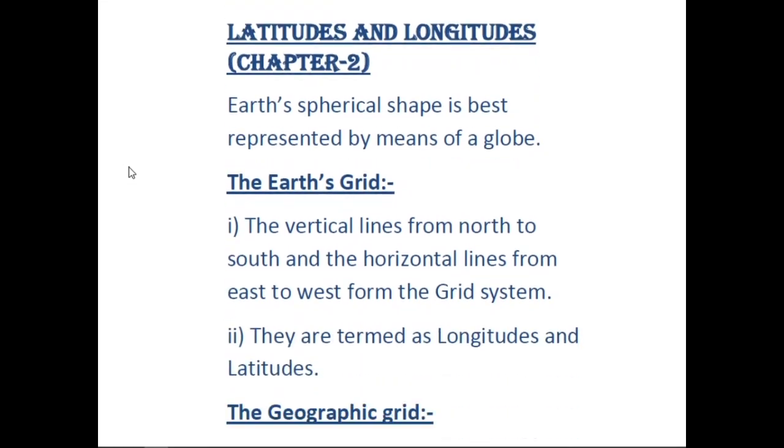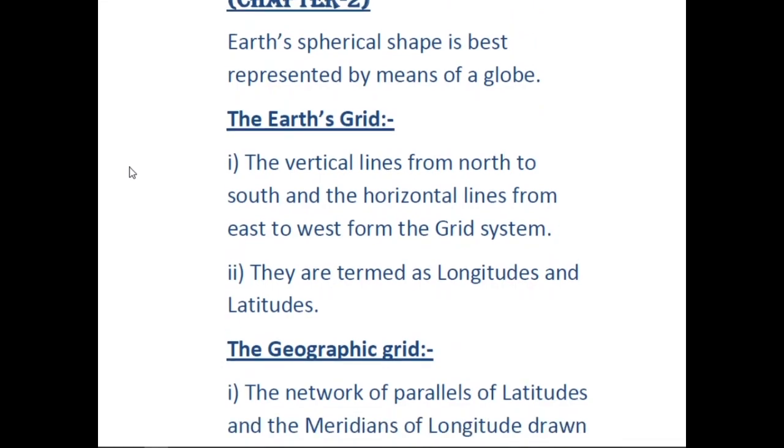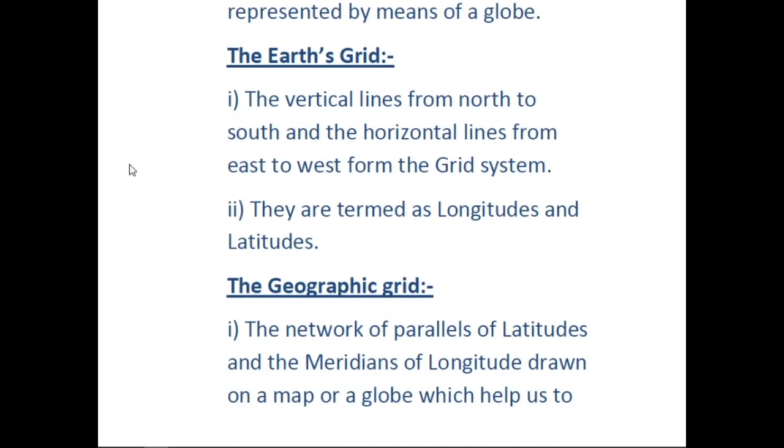Listen children, already in the first chapter you know that the shape of the earth is oblate spheroid or geoid. So Earth's spherical shape is best represented by means of a globe. No doubt all of you have seen the globe, and on the globe the vertical and the horizontal lines are drawn. The vertical lines from north to south and the horizontal lines from east to west form the grid system. They are termed as latitudes and longitudes.